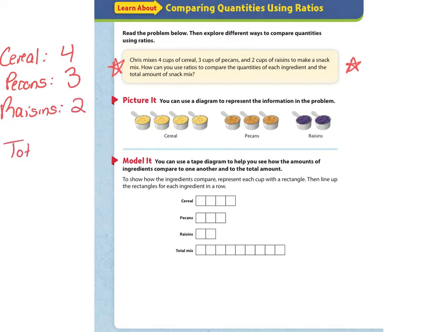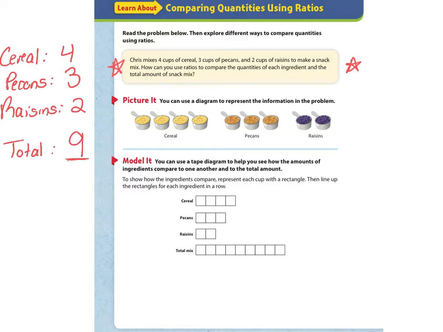I'm going to go ahead and put the total down, because remember we're talking about that part to part. We compare cereal to pecans. If we're talking about part to whole, we would compare to this total amount here. So to find the total, I just add them up. 4 plus 3 is 7, plus 2 is 9.